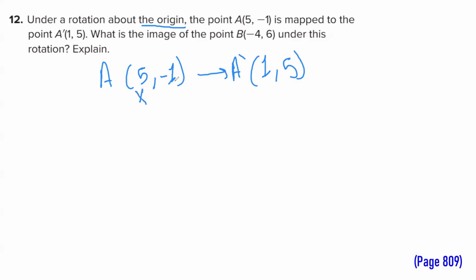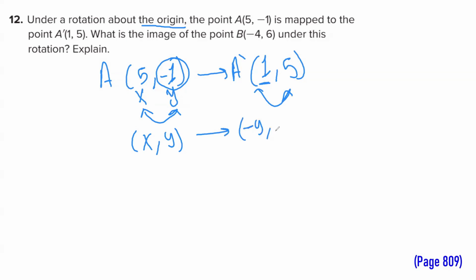5 is the x coordinate, and -1 is the y coordinate. Let's see what change I applied. As you see, -1 is changed to +1. So we changed the sign of the y coordinate. And then, as you see, we switched the coordinates. So x and y will be -y and x. This is a 90 degrees counterclockwise rotation.